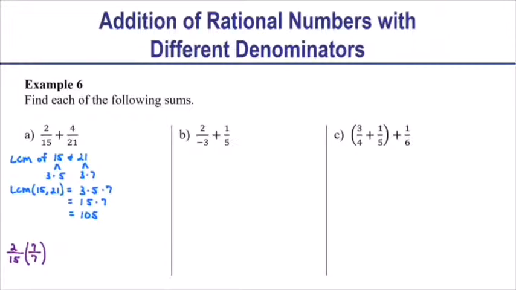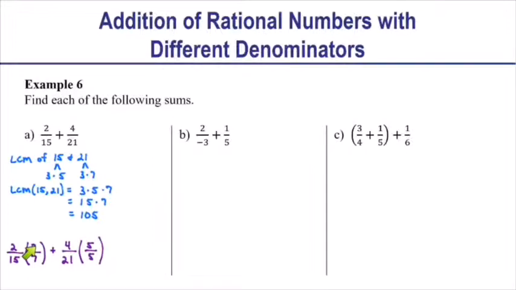Now likewise, if I want to turn 4 over 21 into a fraction that has 105 as its denominator, then I'm going to need to multiply 21 by 5, because look right here. 3 times 7 makes 21, but I also need a factor of 5. So I'll multiply this fraction by 5 over 5. Now, you are going to want your students to understand why you're able to do this. Why can I do 2/15 times 7 over 7? And why can I do 4/21 times 5 over 5?